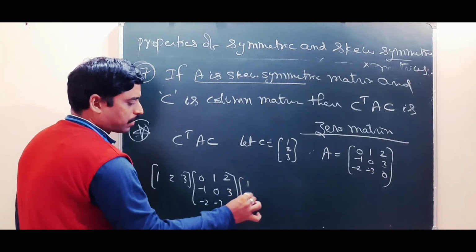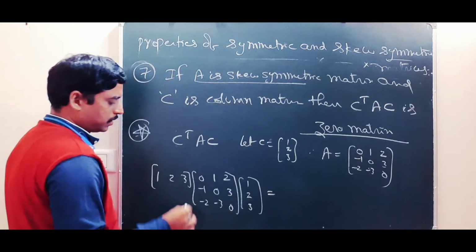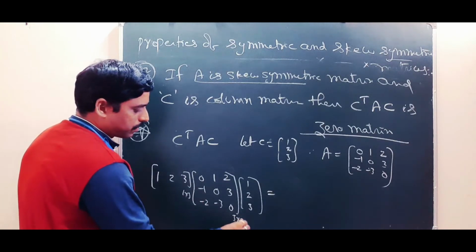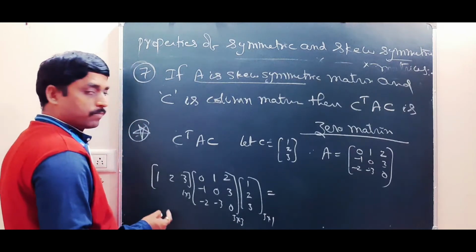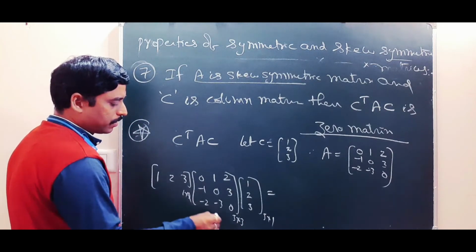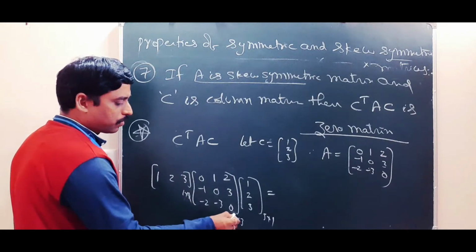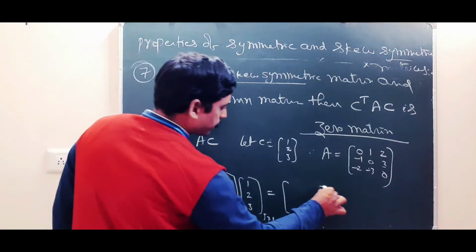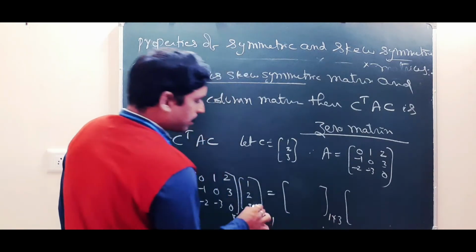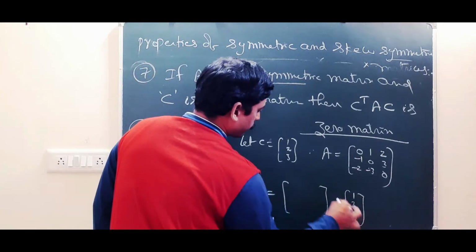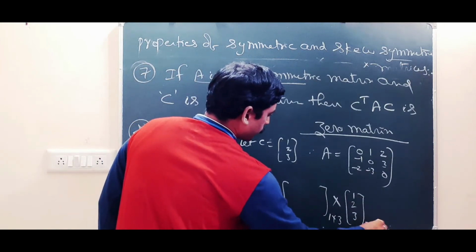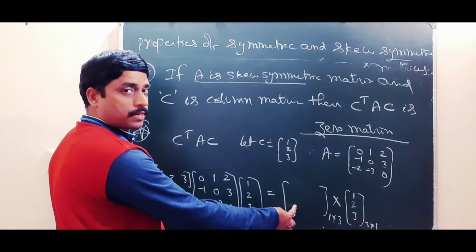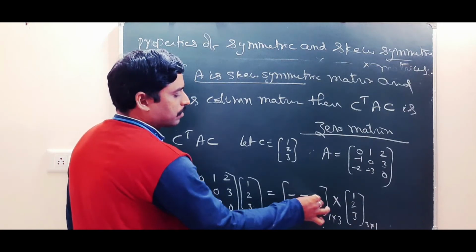C is the column matrix. So this is the order of the first matrix, 1 row, 3 columns. This is 3 by 3, this is 3 by 1. Okay. First we should multiply the first two matrices. The number of columns in the first matrix and the number of rows in the second matrix get cancelled. So it will be a 1 by 3 matrix into the third matrix, 1, 2, 3.